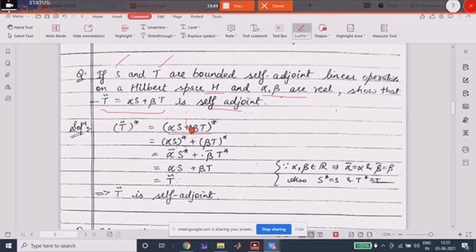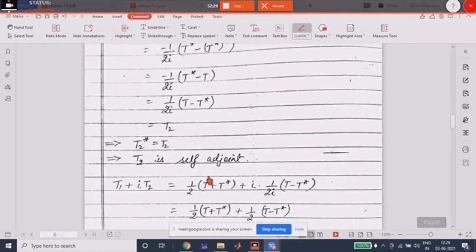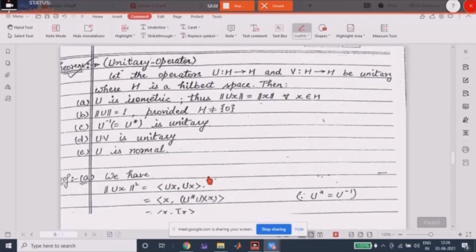So if we consider the star of T tilde, T tilde star would be nothing but (alpha S + beta T)*, and distributive over summation, that would be equal to (alpha S)* + (beta T)*, right? And conjugate linear with scalar multiplication, so alpha star and beta star come out, right? And S* equals S and T* equals T because S and T were self-adjoint, right? So therefore that would be alpha S plus beta T, and that is nothing but T tilde, and hence T tilde is self-adjoint. Is it clear?